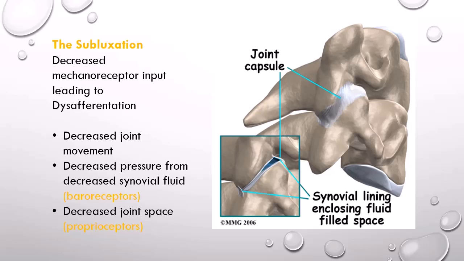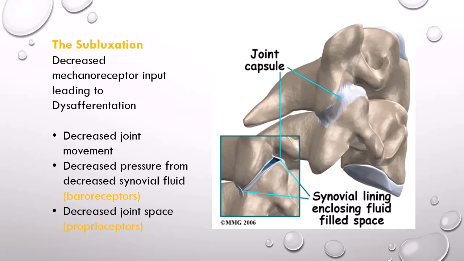Well, as we said, if we have decreased joint movement, we have decreased synovial fluid production. Therefore, we're going to have decreased pressure in the joint space, which means that the baroreceptors, which are mechanoreceptors found within the joint, will not fire off because they will not sense the pressure being stimulated by the increased synovial fluid. So the input from the baroreceptors will decrease, thereby leading to another decrease in mechanoreceptor input from that joint.